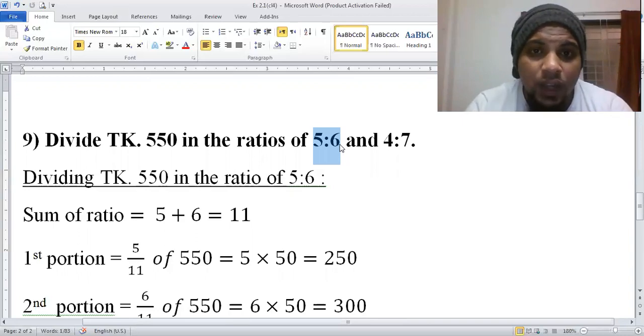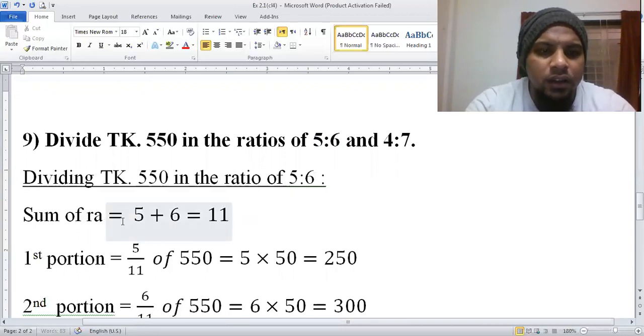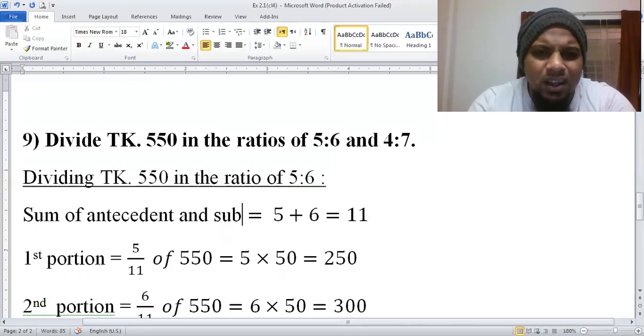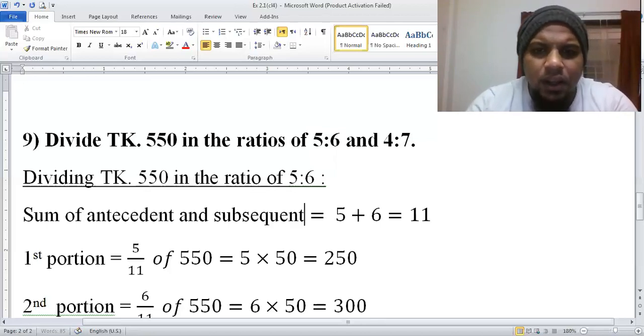Okay, it is 5:6. At first we have to divide 550 in the ratio of 5:6, and we have to do it separately. At first we are dividing 550 in the ratio of 5:6. Sum of ratio, that means if we say it is the sum of antecedent and subsequent, it will be better. Sum of ratio is correct, but it is not good for listening. Antecedent plus subsequent is equal to 5 plus 6 equal to 11.